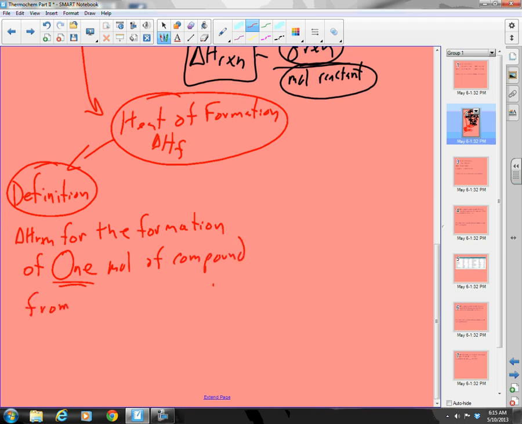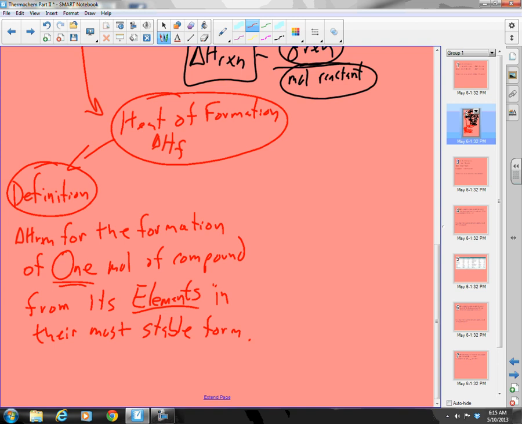from its elements, big word here, in their most stable form.